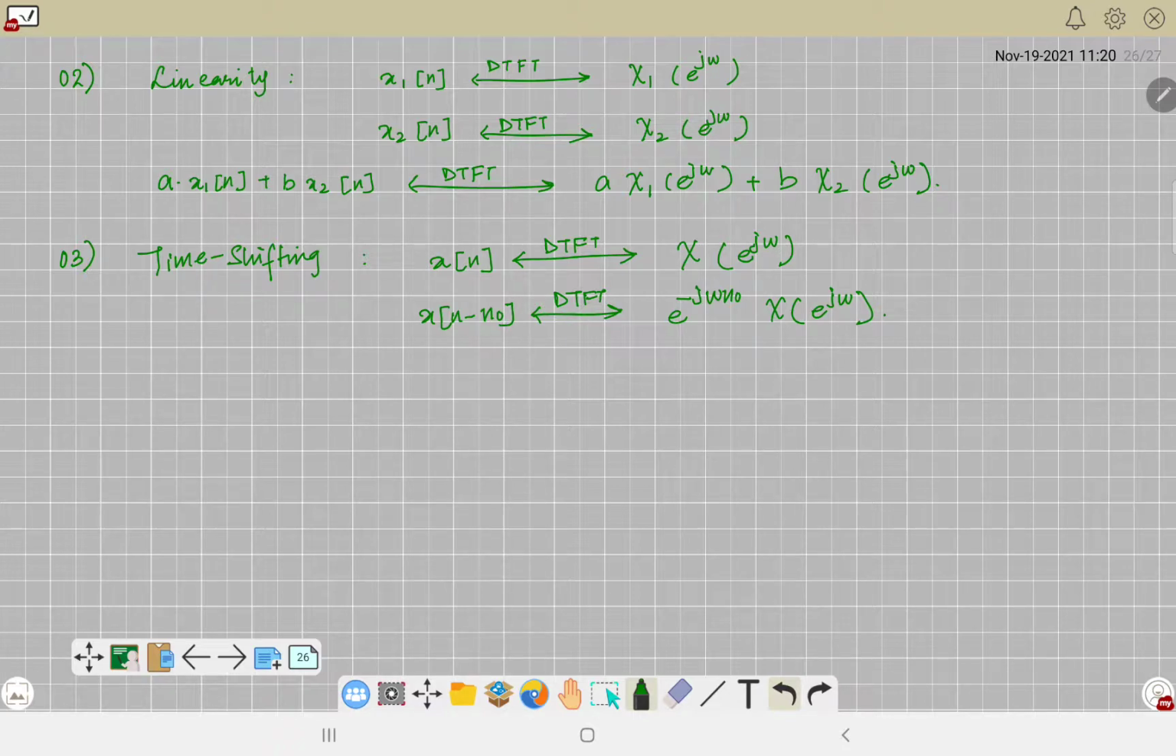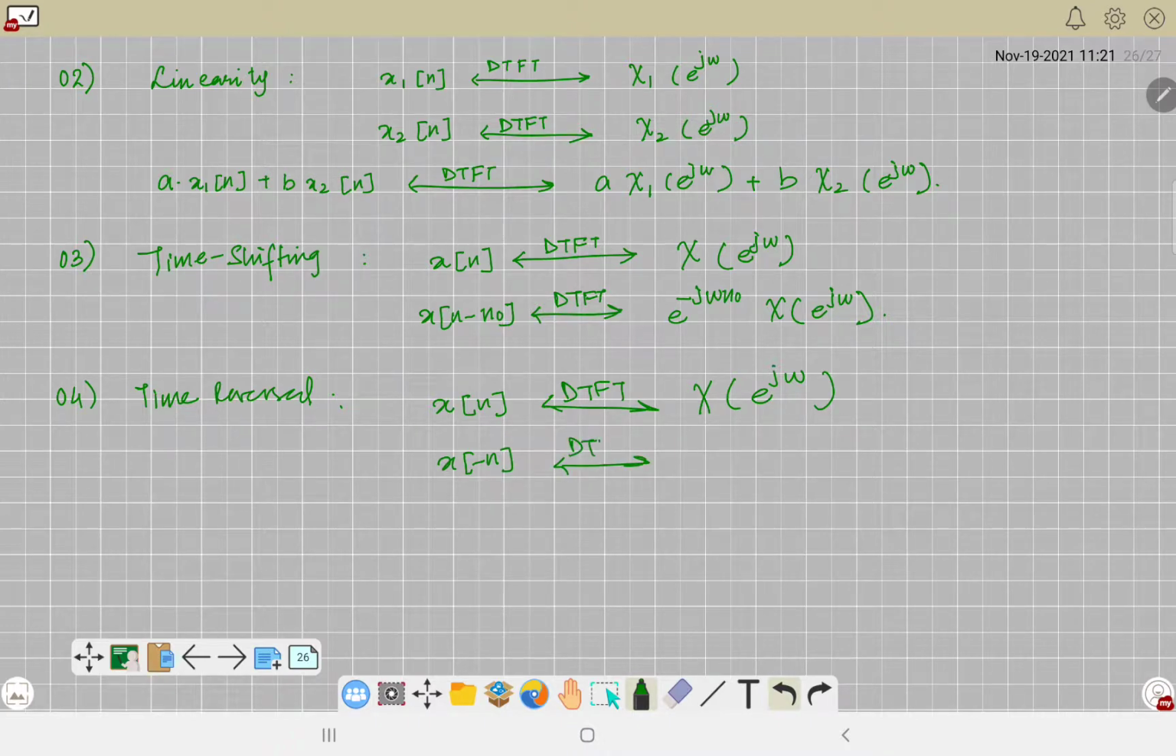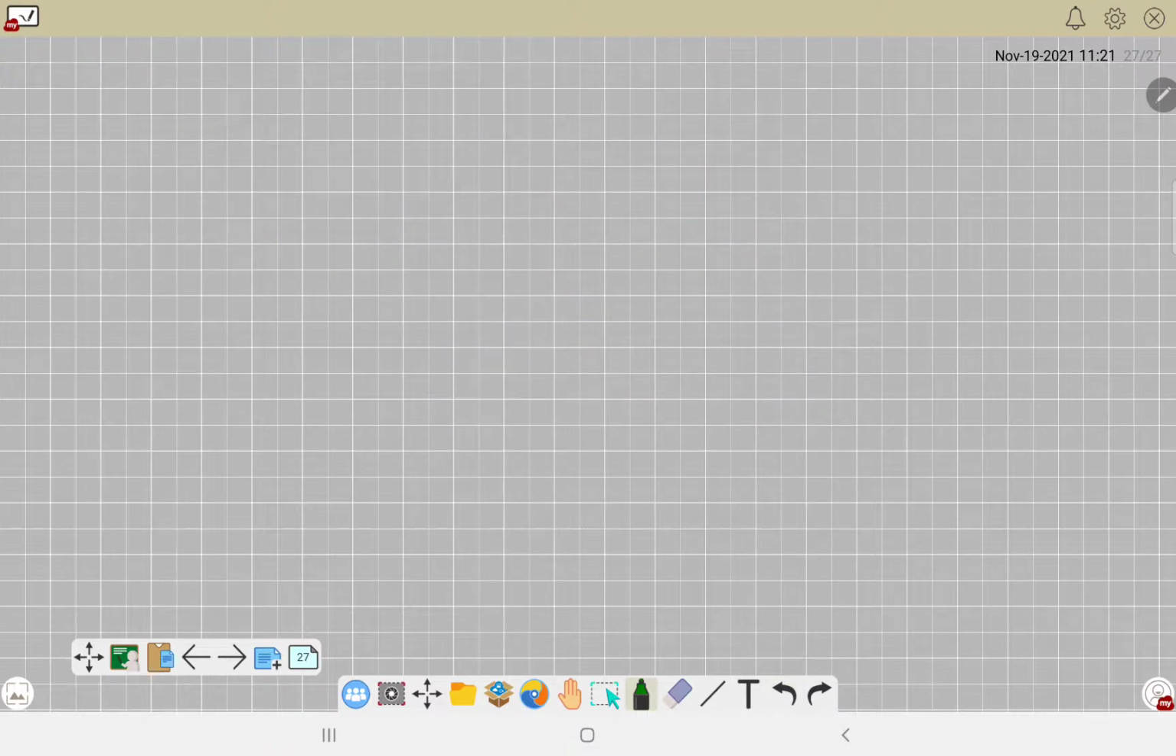Fine. Then there is folding, or what we can call time reversal, which is something like this: x[n], you perform the discrete time Fourier transform, and what you get is X(e^{j omega}). If you do time reversal, it will be reproduced in the Fourier transform, so you will have X(e^{-j omega}). It is exactly the same as what you had in the continuous time case, right?